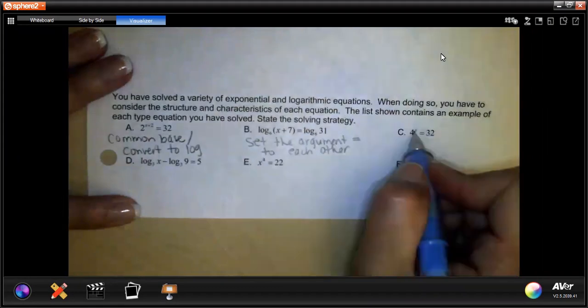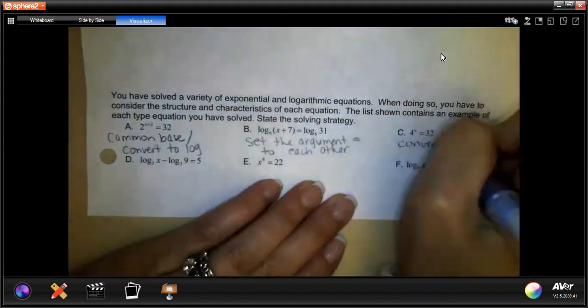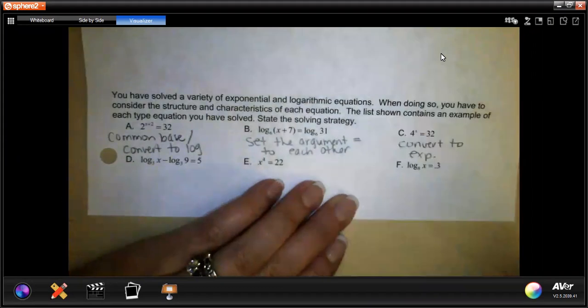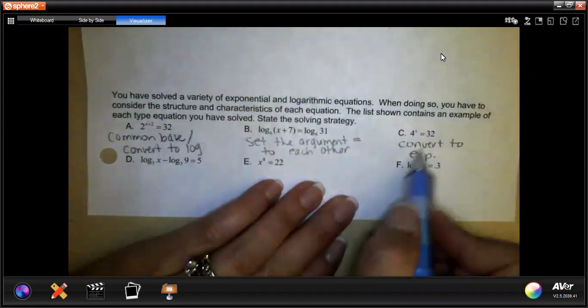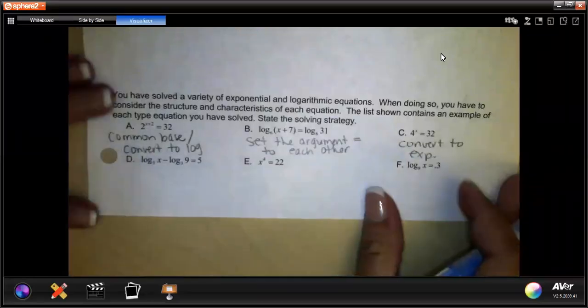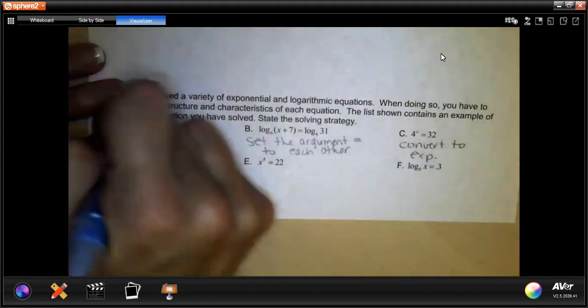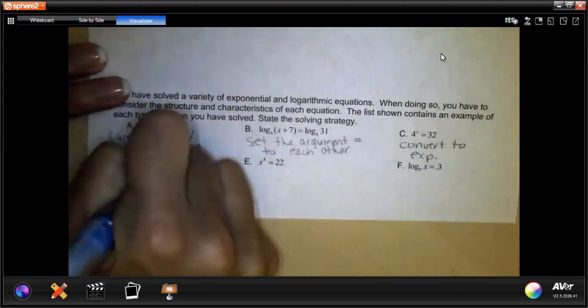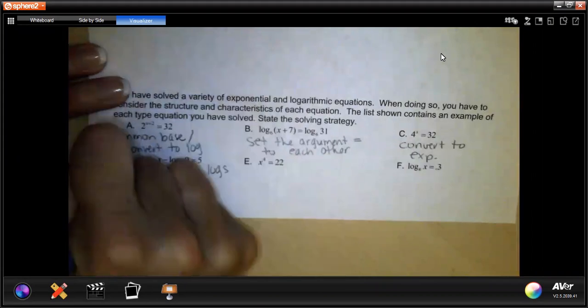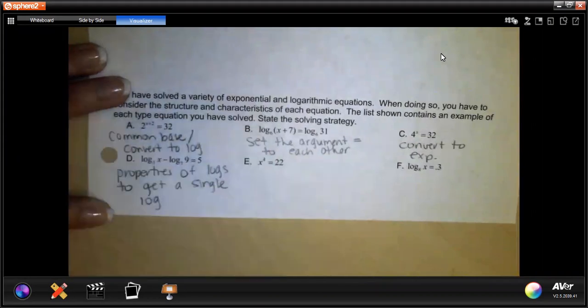This one here, 4 to the x equals 32. You can do common base or you can convert to a logarithm. That one's a really easy one to convert: you drop the 4, so we get log base 4 of 32, which is easy to put in the calculator. For D, we have 2 logs on this side. So the first thing you have to do is use your properties of logs to get a single log. Then you can convert it to an exponential.